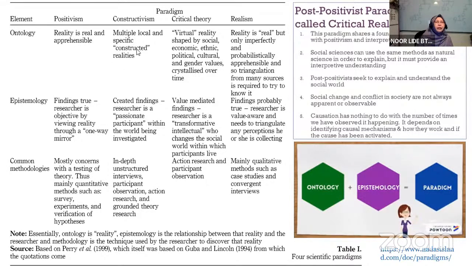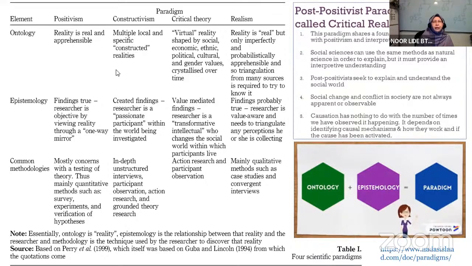But when we talk about constructivism, it says that there can be multiple truths, there can be multiple realities that we have to construct. Okay, we construct with the people that we talk to, for example, in our interviews, in our observations, and so on. So you find that the common methodology used under constructivism is unstructured interviews, participant observation, action research, grounded theory, and so on and so forth.